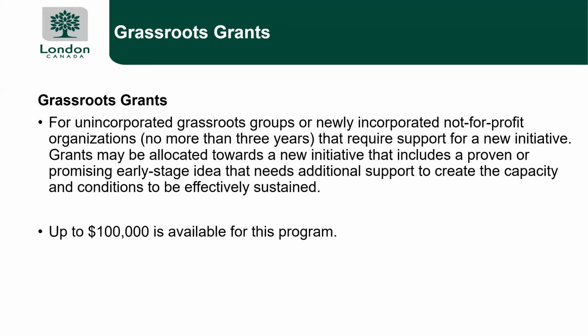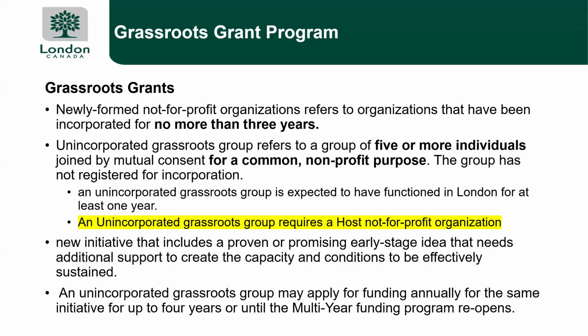So grants can be allocated towards a new initiative that includes a proven or promising early stage idea that again needs a bit more support to sustain. There is $100,000 available for this program with a $50,000 cap. So when I mentioned newly formed not-for-profit organizations, that refers to organizations that have been incorporated for no more than 3 years. So that is the definition of newly incorporated. So nothing more than 3 years is eligible under the grassroots grant.